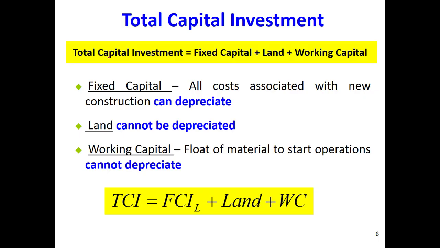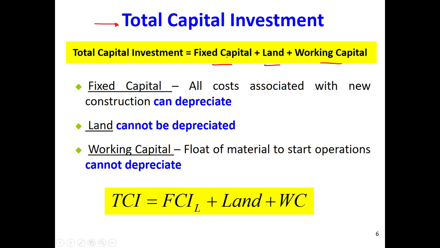Okay, total capital investment, the total investment that we need to put into a factory, has three parts: fixed capital, land, and working capital. Working capital is the money that you need to put in to start the process. So we have fixed capital investment, buying the land, and working capital. Fixed capital is for equipment, utility, offices, and expenses that you have at the beginning.